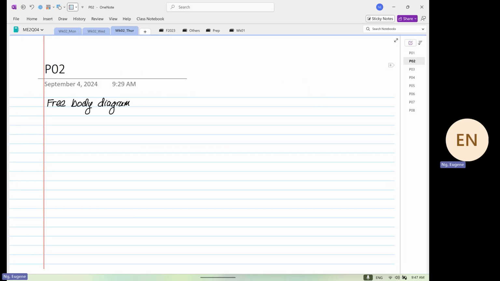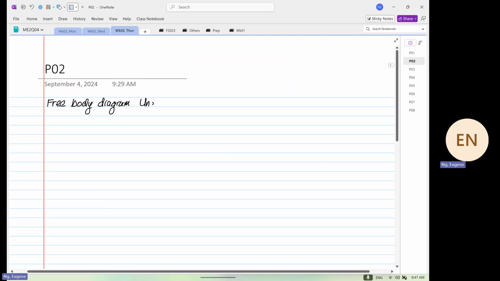Right. So if we look at the free body diagram of an undamped mechanical system, I want you to get used to drawing free body diagrams.